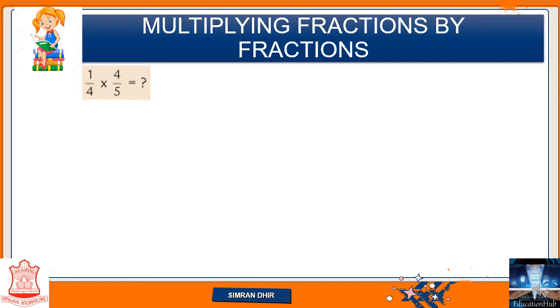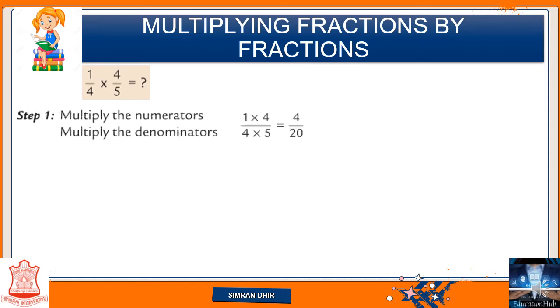तो अब हम दो fractions को multiply करेंगे. Let's see how we are going to do. Let's take an example. We have to multiply 1 by 4 into 4 by 5. Let's see how we will do. Step 1 is we are going to multiply the numerators, that is 1 and 4. So we will get 4, and we are going to multiply the denominators, that is 4 and 5, that is 20. So we got 4 by 20, right?